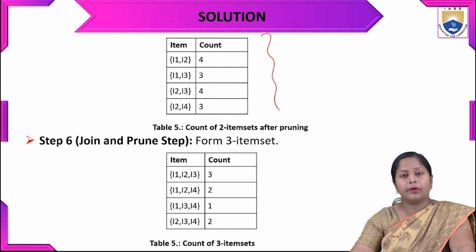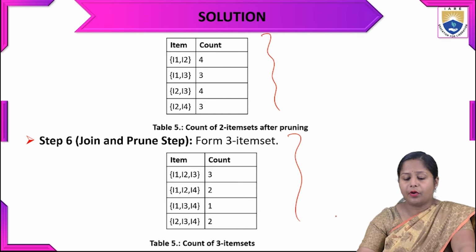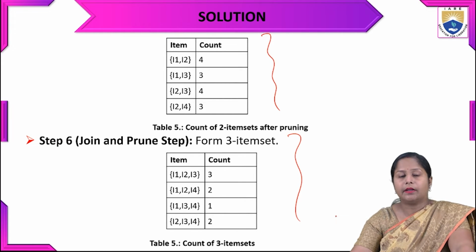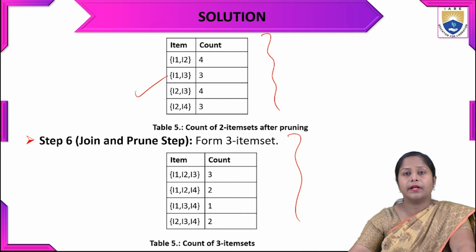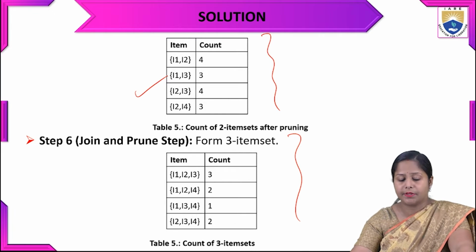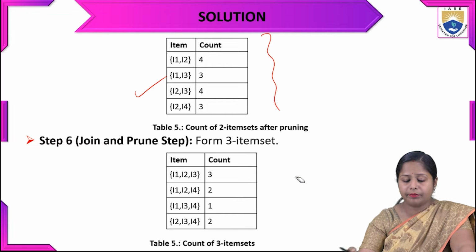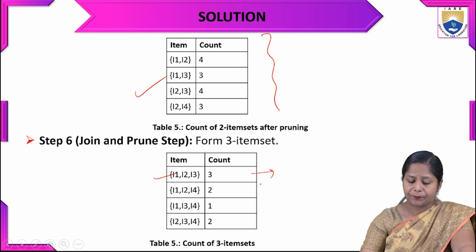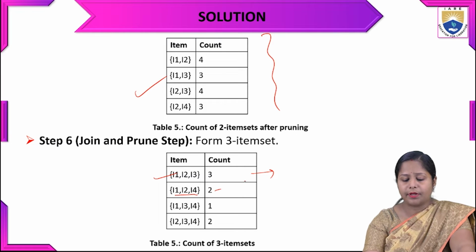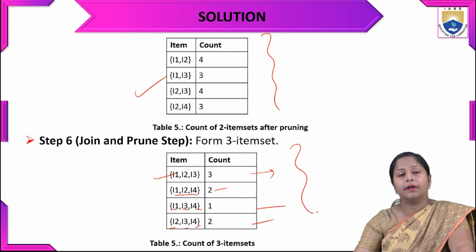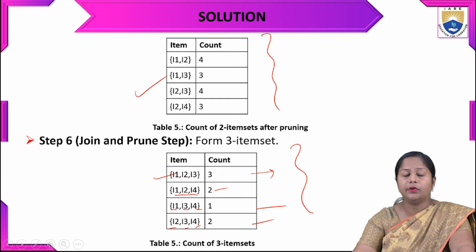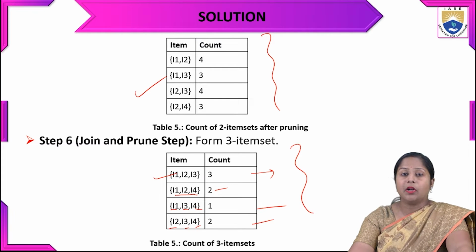Now in the sixth step, we are going to do the joining and pruning again. So now we are going to form the 3 item set. On the basis of this particular table 5, we are going to form the 3 item sets. So what are the 3 item sets? I1, I2, I3 has occurred 3 times together. I1, I2, I4 2 times. I1, I3, I4 1 time. I2, I3, I4 2 times. So this is the table of 3 item sets that have occurred together.